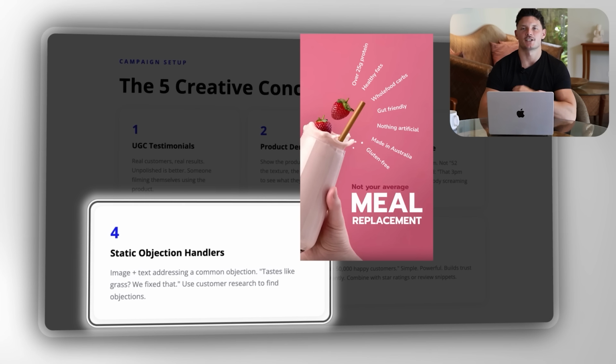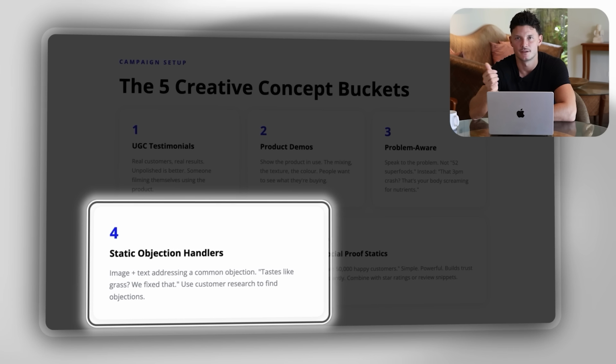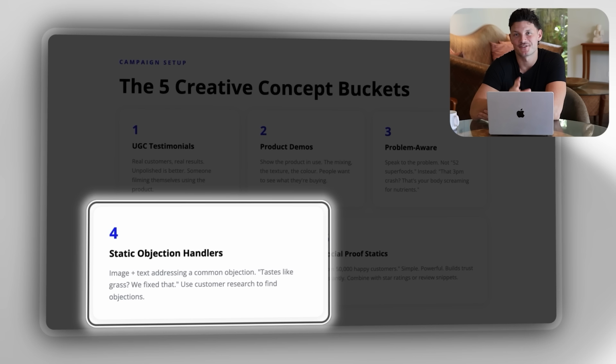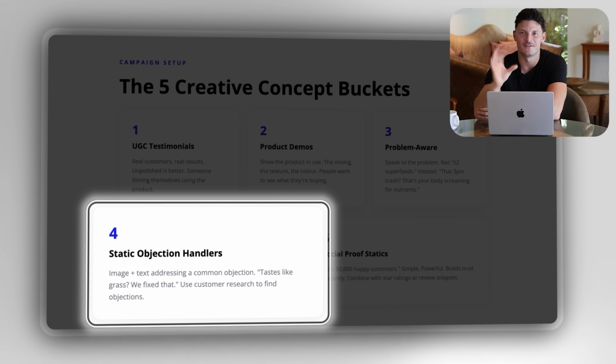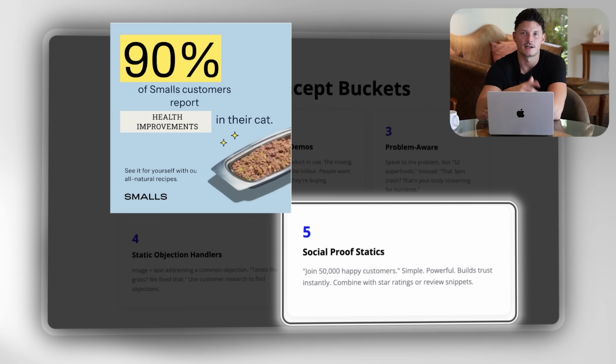Number 4, static objection handlers. So this could be a simple image with text or callouts addressing a common objection. Tastes like grass? Yeah, we fixed that. So these ones are really underrated and they work really, really well. So this is where your customer research really pays off. Use all of those and find those little objections and overcome them. So next concept is just social proof statistics. So things like join 5,000 happy customers, or 70% of our customers experienced XYZ in XYZ days. So this one is simple, it's powerful, and it builds trust.